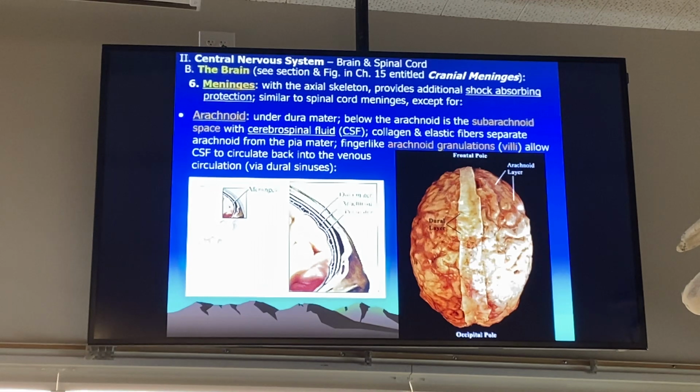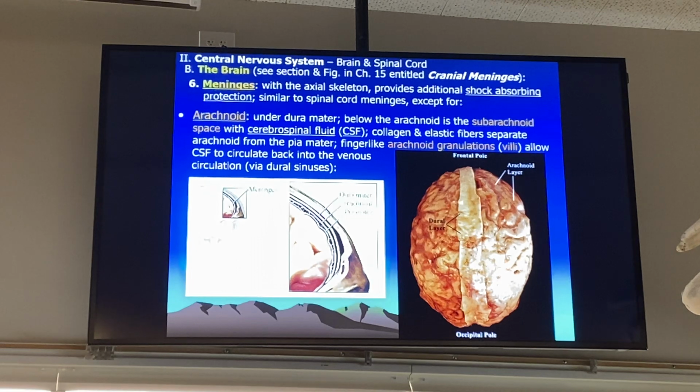Deep to that is the arachnoid. And again, underneath the arachnoid is the cerebral spinal fluid, so that the entire CNS is in a water bag of CSF for protection. Circle where it says arachnoid granulations or arachnoid villi. Draw an arrow out to the side and write CSF drains. Arachnoid villi are the CSF drains that allow cerebral spinal fluid to go back in the blood. That's what it says, allows CSF to circulate back into the venous circulation via dural sinuses. There's little fingers of arachnoid that extend into the dural sinus, and they act as CSF drains. And the CSF goes back in the blood through them.